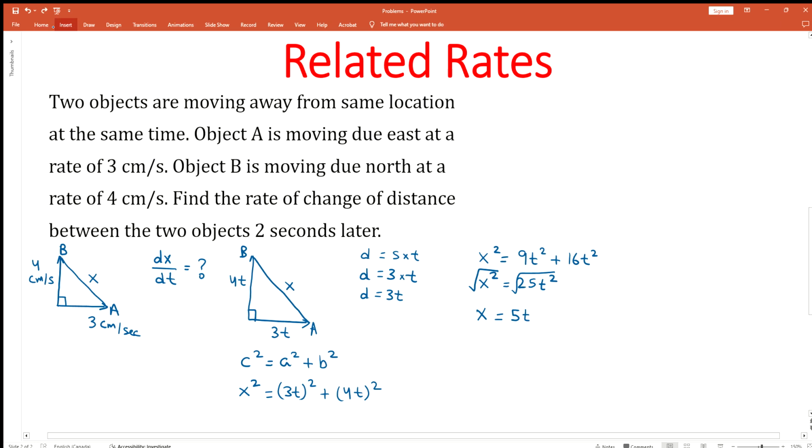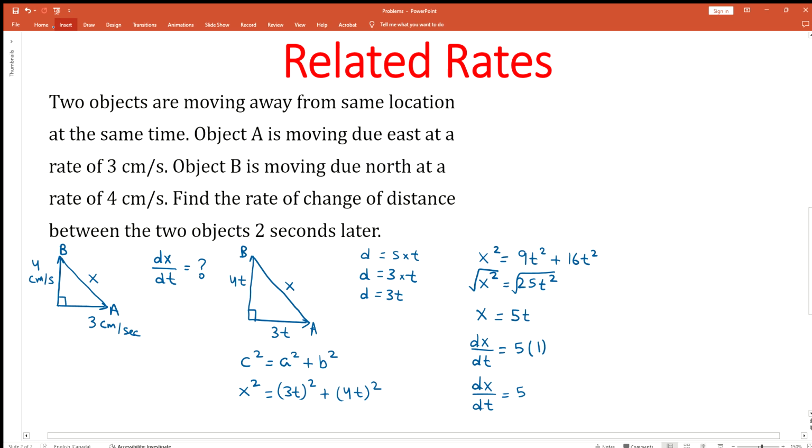Now we can find the value of dx over dt by finding the derivative of this equation. On the left side, the derivative of x with respect to t is dx over dt. On the right side, 5 is a constant, it's the coefficient of the term, so it will stay as it is, and the derivative of t with respect to t is 1. I get dx over dt equals 5.